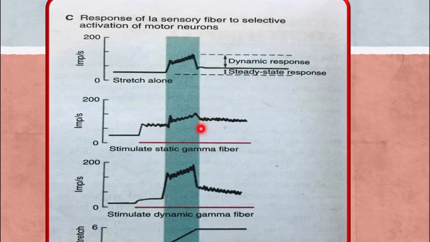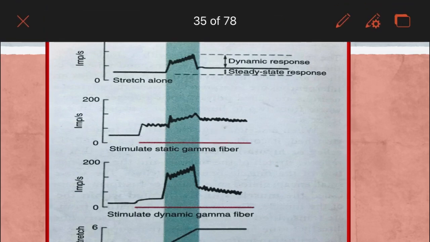That is why this static response is not coming back to this level. See, it will never come back to the resting level as long as we keep on providing the static stretch. We provided the same amount of stretch, but along with the stretch we stimulated the static gamma fiber. So, that added to the steady state response. And how much is the dynamic response in this case? Dynamic response is very negligible.